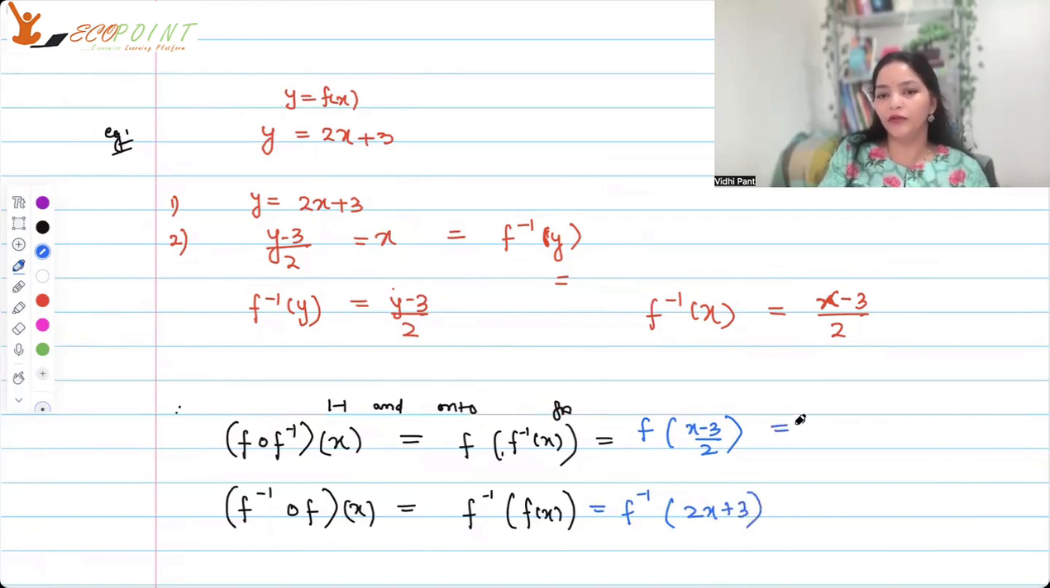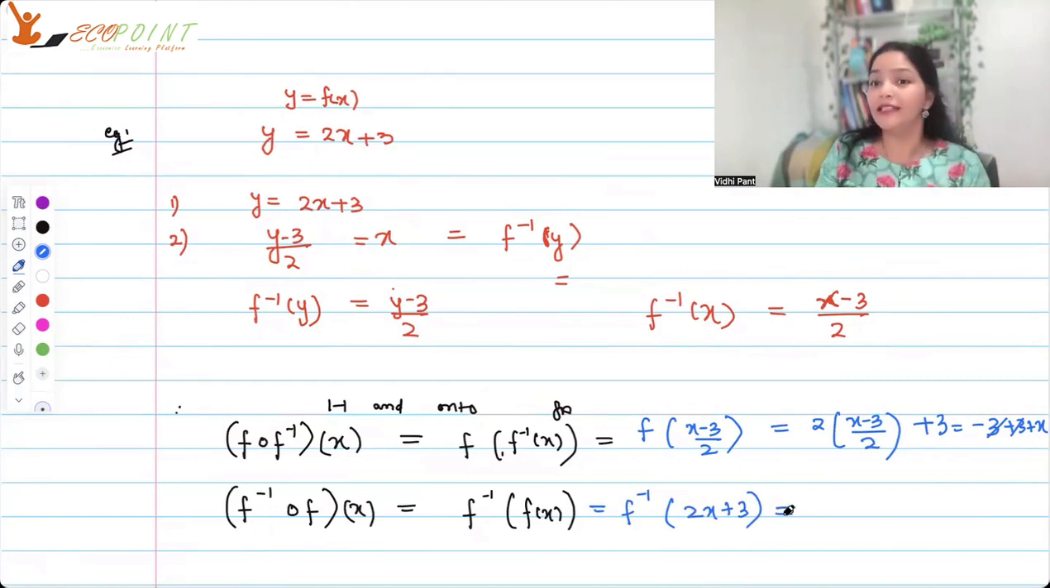So here, if you apply f on this, it will be twice of (x minus 3) by 2 plus 3. Can you see? What you're getting is actually minus 3 plus 3 plus x. So minus 3 plus 3 cancels and you actually just get x, which means it is correct. It is the correct inverse.